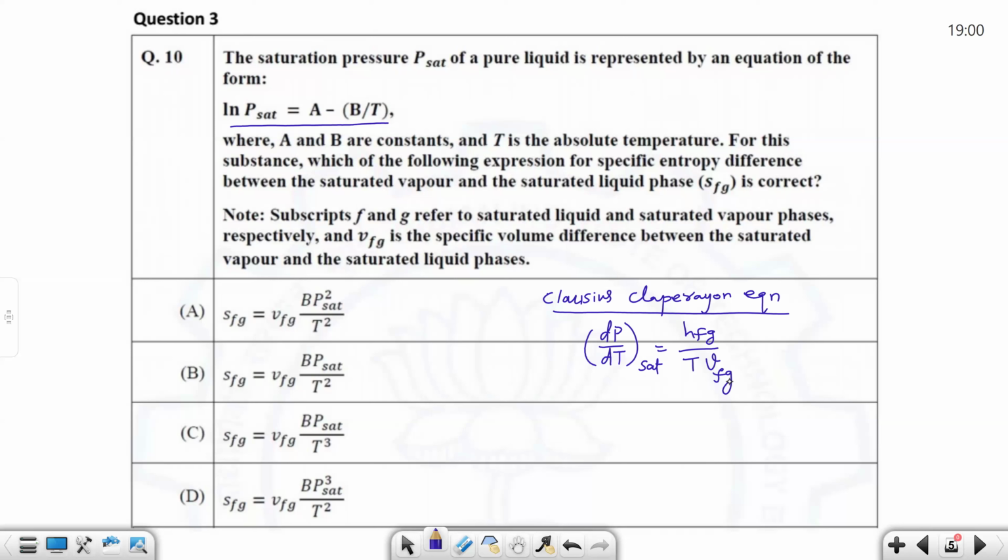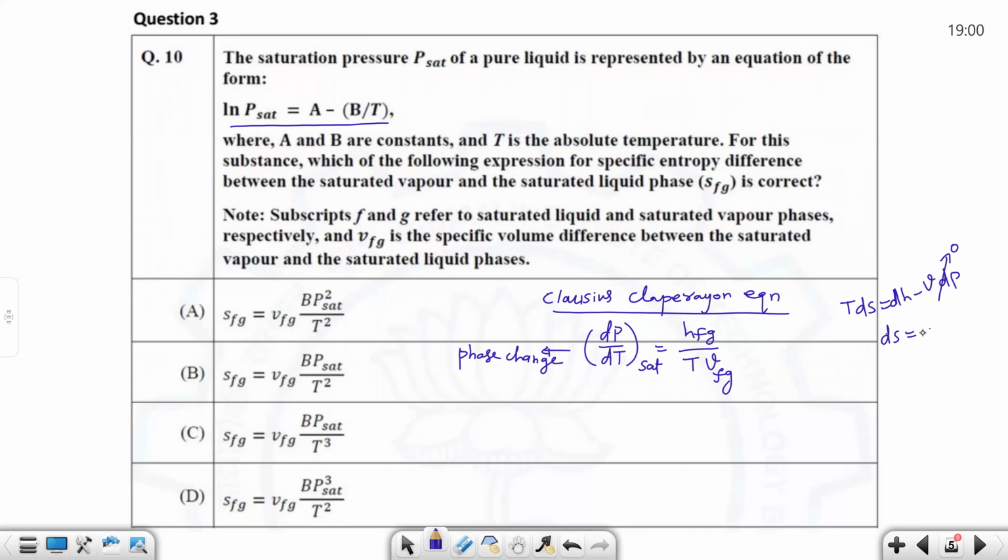You see, we know that TdS equal to dH minus VdP. So this Clausius-Clapeyron equation is applicable to a phase change process. In the phase change process, pressure and temperature is constant. So this will be 0, dP will be 0.